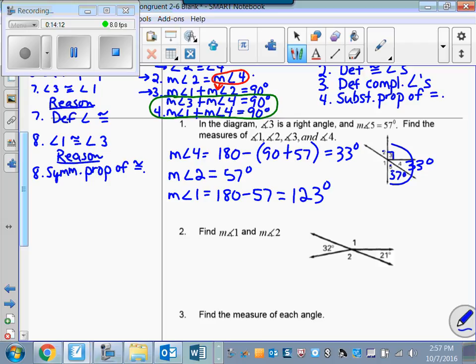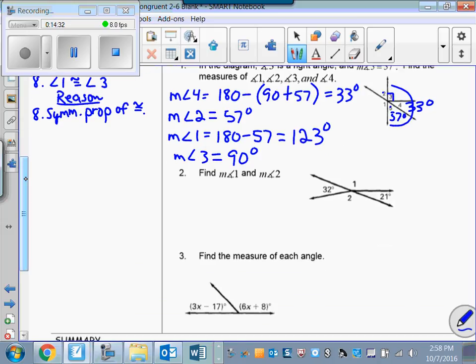Which one am I missing? Angle 3 is given to me. It says find the measure of it, so I'll write it down, but they told us it's a right angle. Measure of angle 3, 90 degrees. All right, that's how we can use our theorems, not just for proofs, but for solving problems too.